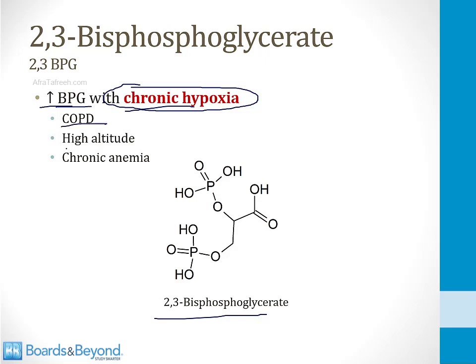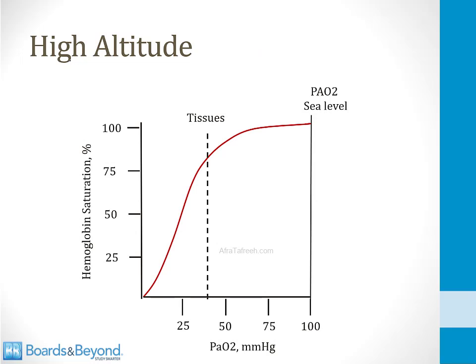So can patients who live at high altitude. So can patients with chronic anemia. In all these situations, there's a chronic level of hypoxia in tissues, and that leads to red cells making more 2,3-BPG. So to explain the impact on oxygen binding of 2,3-BPG, let's consider the situation of high altitude.